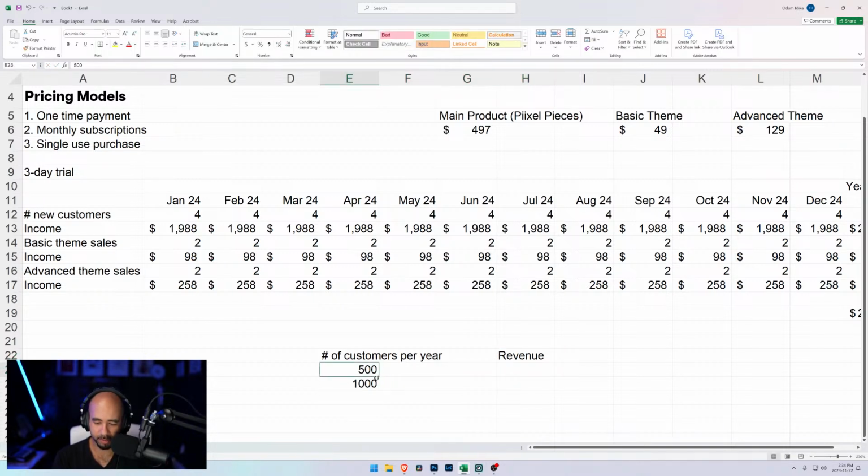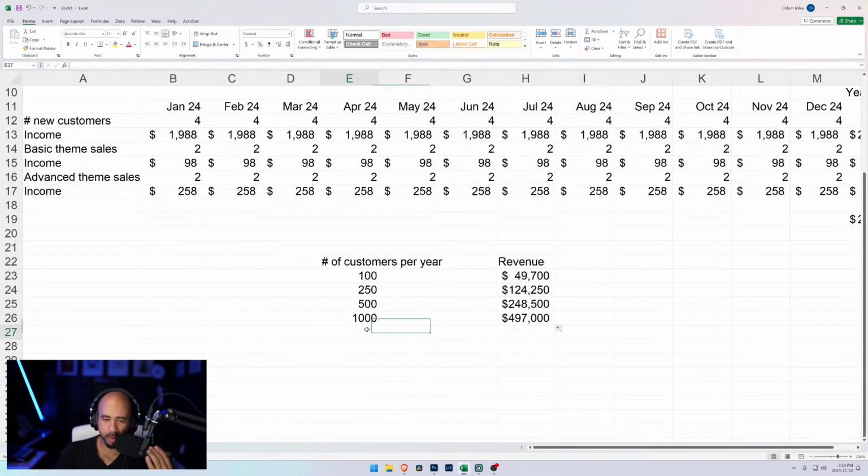So, that's per year. That's crazy. Say 250. Let's go with 100, 250, 500, 1,000. Equals this times this. Oh, that's not going to work. So basically, you need 2,000 customers a year, brand new, to generate $1 million in revenue.